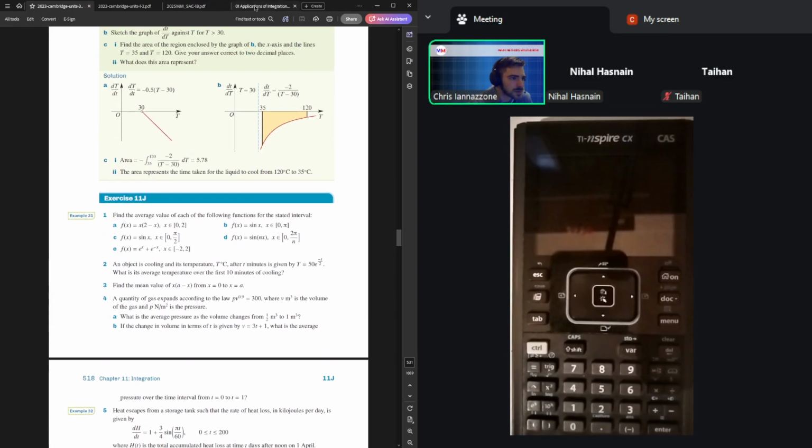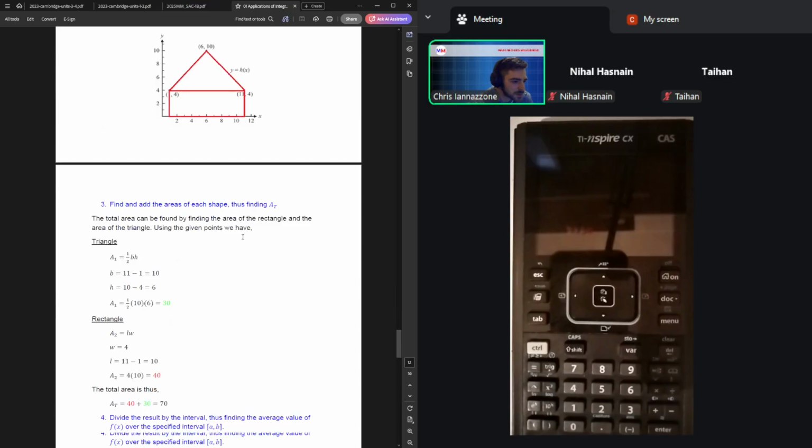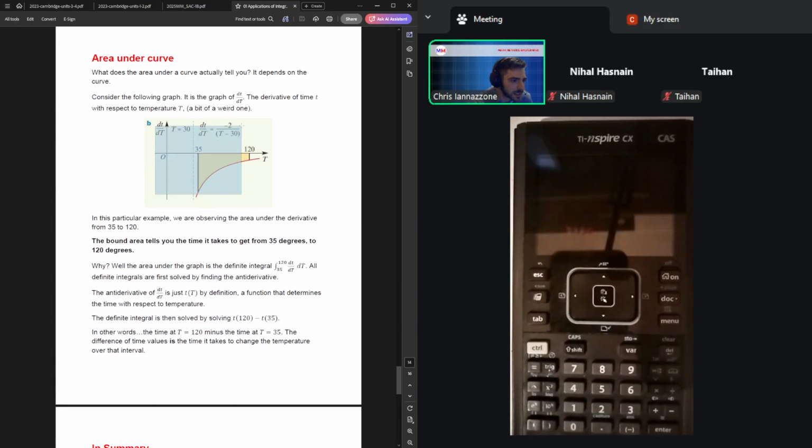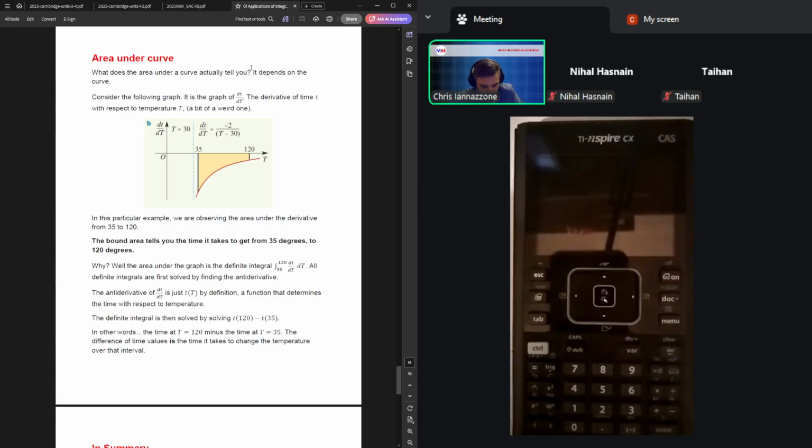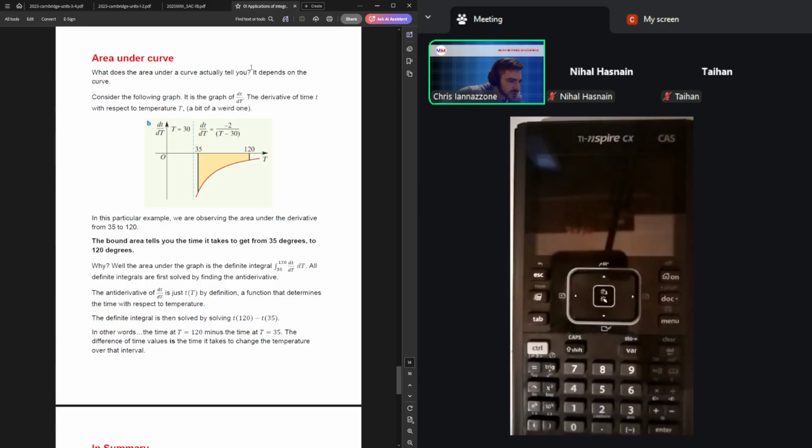Move on? Sure. Okay. The next little bit on applications is about area under curve and what it actually tells you. We explored this a little bit on Tuesday, which was that when you're doing the area under a curve, you are doing a definite integral. And a definite integral is a two-step procedure. First you antidiff your function, and then you sub in the terminals and subtract them from each other. So in this case, you'd be doing capital F of 120 minus capital F of 35.